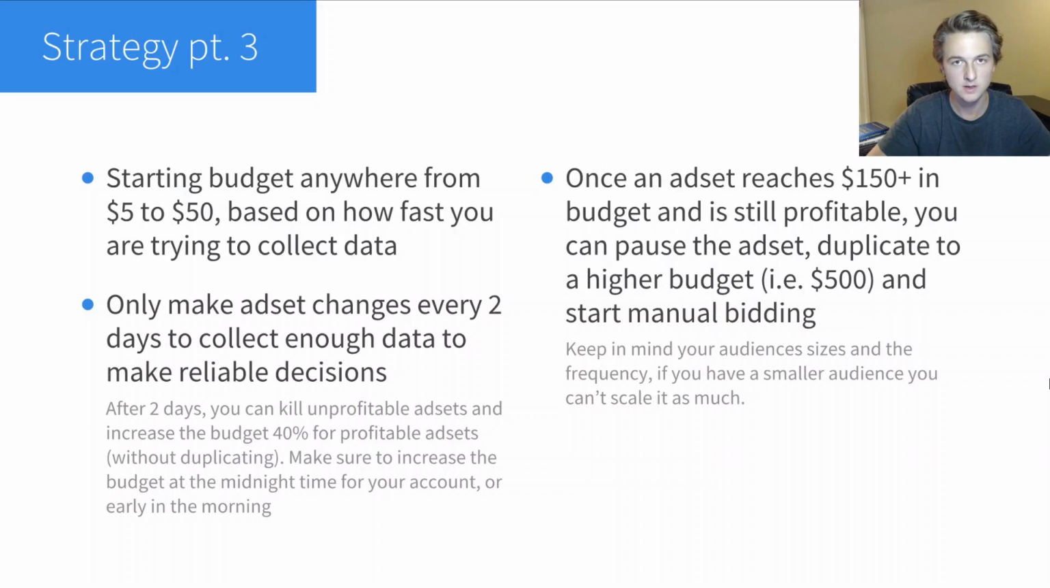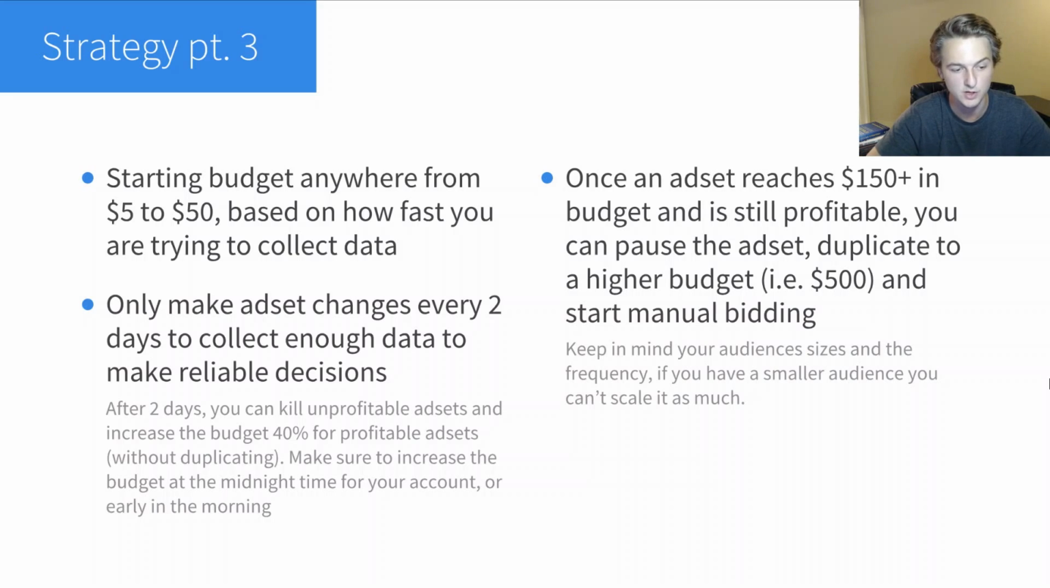Now, during this phase, for each lookalike audience ad set, you want to have a starting budget anywhere from $5 to $50. And now this really just depends on how fast you're trying to collect data and how fast you want to scale and how much capital you have access to. Because like I mentioned at the start, you need to make sure that you have enough cash flow to fulfill your orders as well, right?